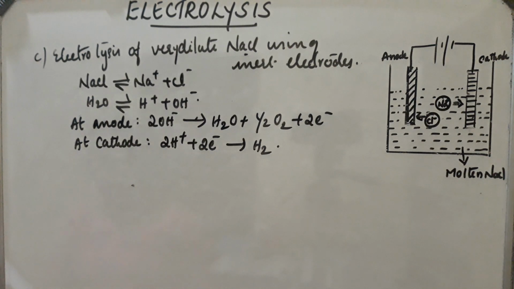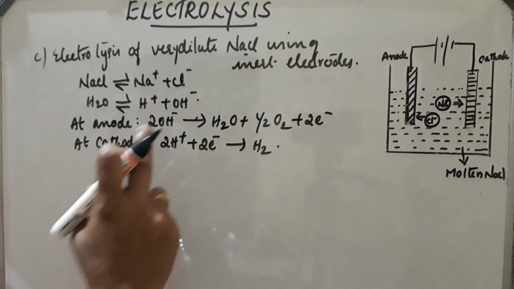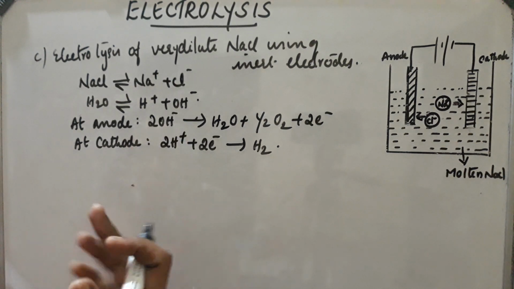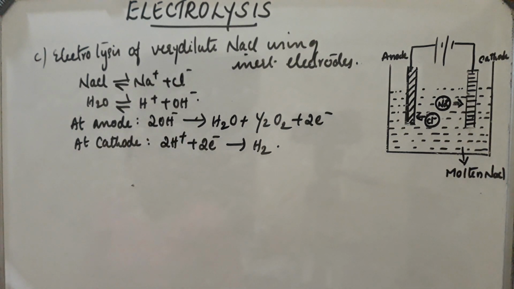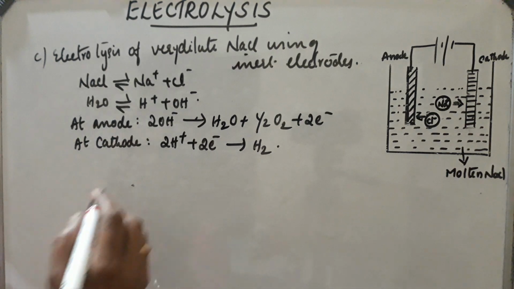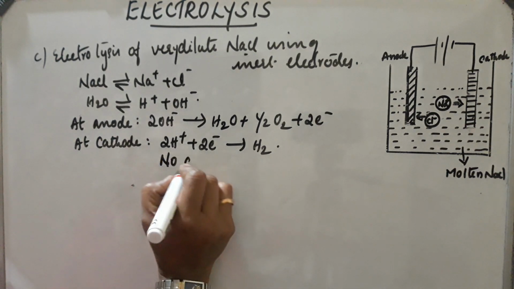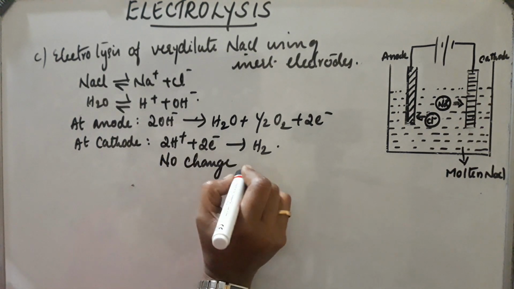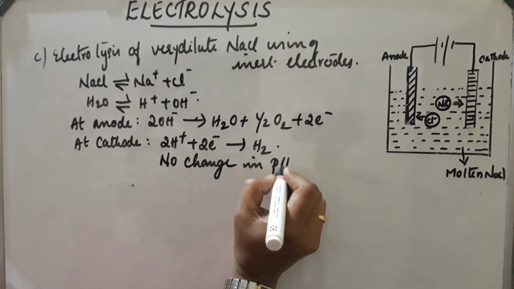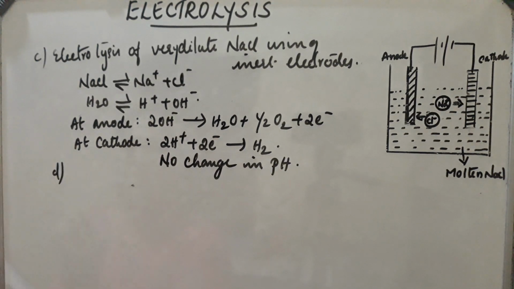In this case, equal amounts of H+ and OH- are consumed, because at the anode OH- and at the cathode H+ are discharged. So equal amounts of H+ and OH- are consumed, and no change in pH takes place. Now, next process, next electrolysis.